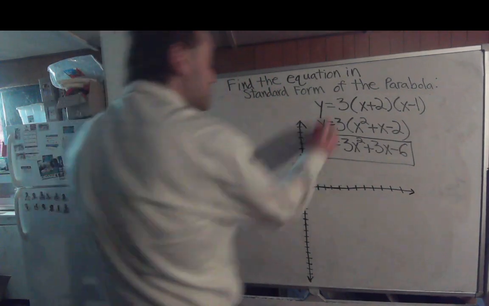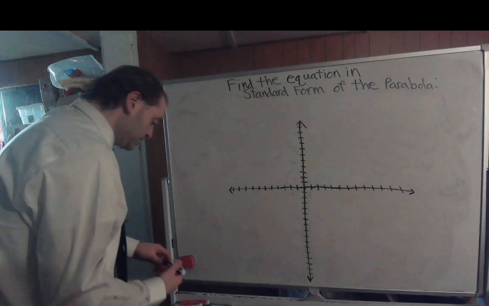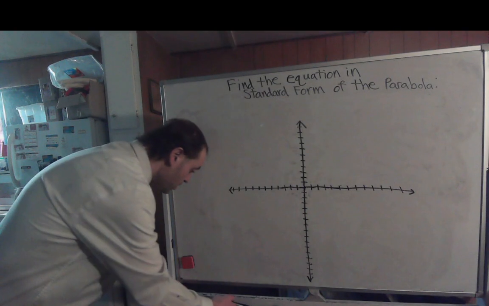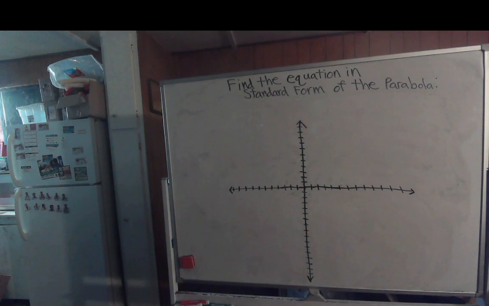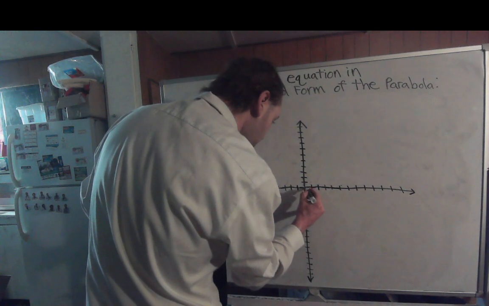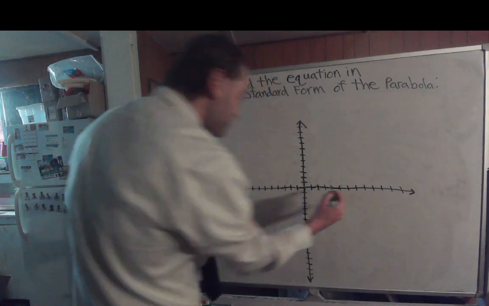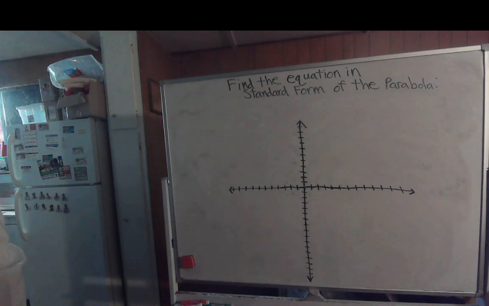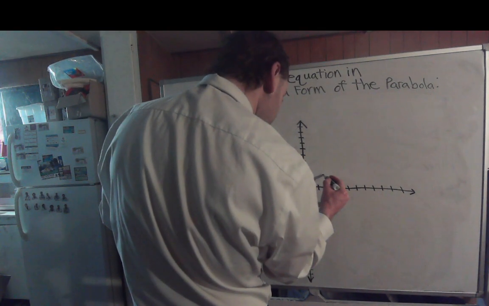Alright, let's do the last one where we have x-intercepts, and then we're going to move on to the final type. So we are given a parabola with x-intercepts at 0, 0, as well as at 4, 0, passing through the point 3, 3.